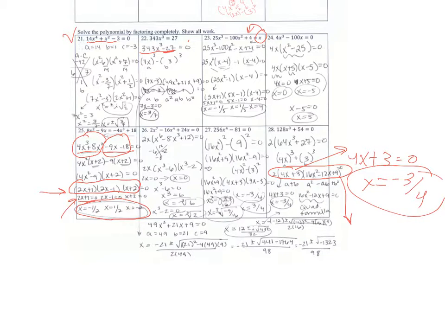If you fully factor, and let's say you get down to a problem like 28, you set what's inside the parentheses, 4x plus 3, equal to 0, and solve. So you get negative 3/4. And then when you have a quadratic that doesn't factor further, you can use the quadratic formula to solve.